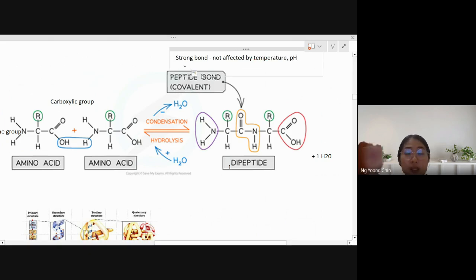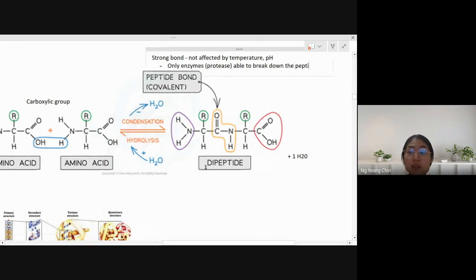But there is one kind of substance able to break the bond. They are able to lyse the peptide bond. The substance we call the enzyme. Only the enzyme is able to break the peptide bond, which is the protease. There is a group of enzymes that digest protein, which we call protease. Only the enzyme protease is able to break down the peptide bond.